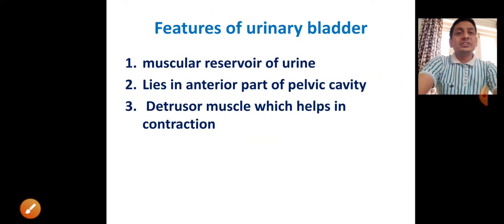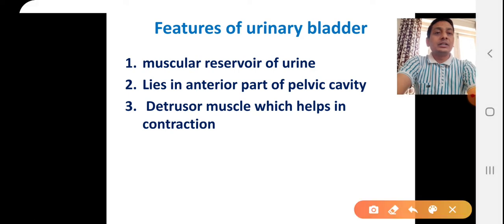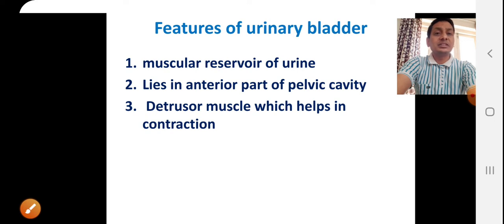Now, the features of the urinary bladder: it is a muscular reservoir of urine and lies in the anterior part of the pelvic cavity. It has a detrusor muscle in its wall, which helps in contraction. It is only contraction, not peristalsis.